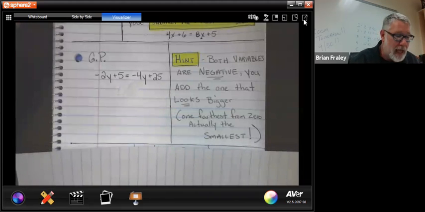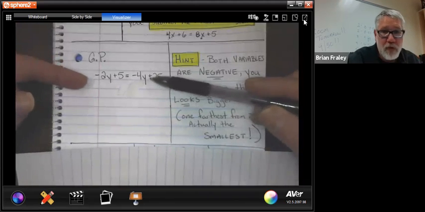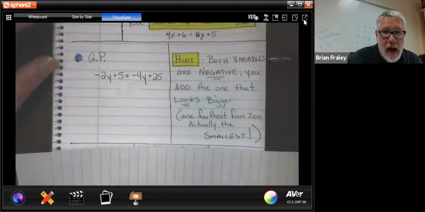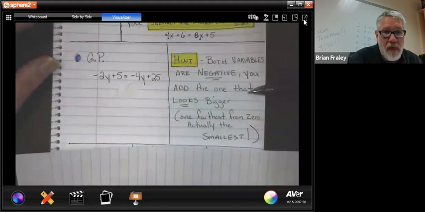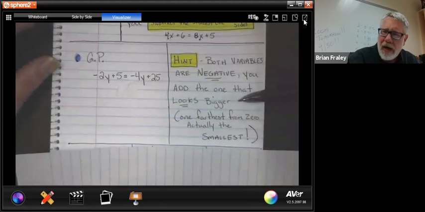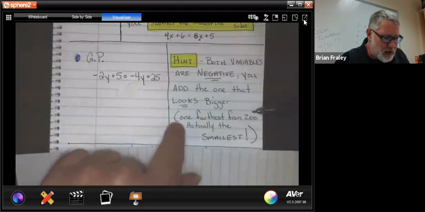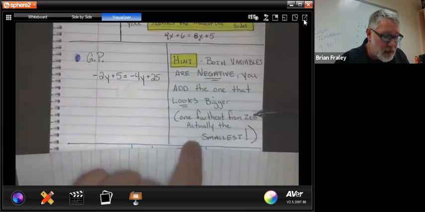So now we're looking at them and we see, hey guys, both variables are negative this time, okay? Well, let's read our hint. Our hint says both variables are negative, you add the one that looks bigger. Wait a minute, the one that looks bigger. Let's read more into this. Really, that means the one that's farthest away from 0, okay? The one farthest from 0.